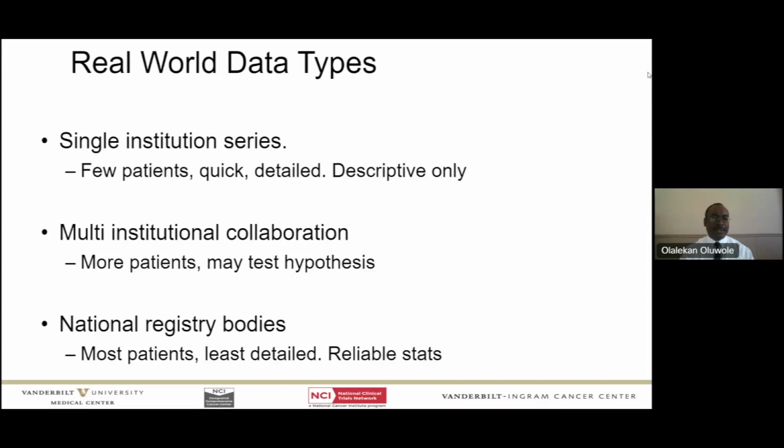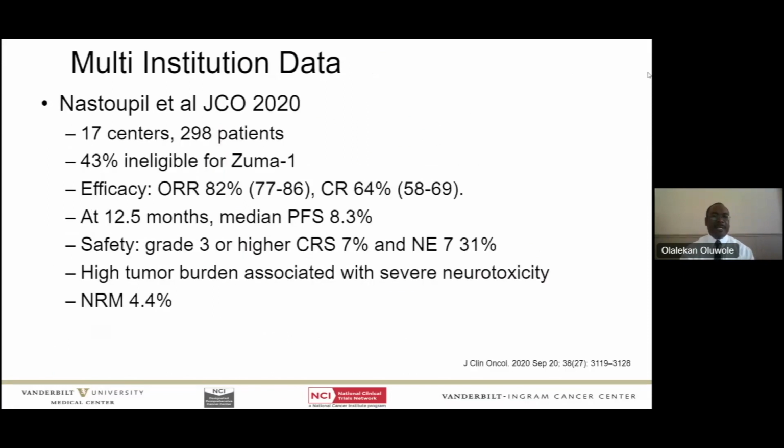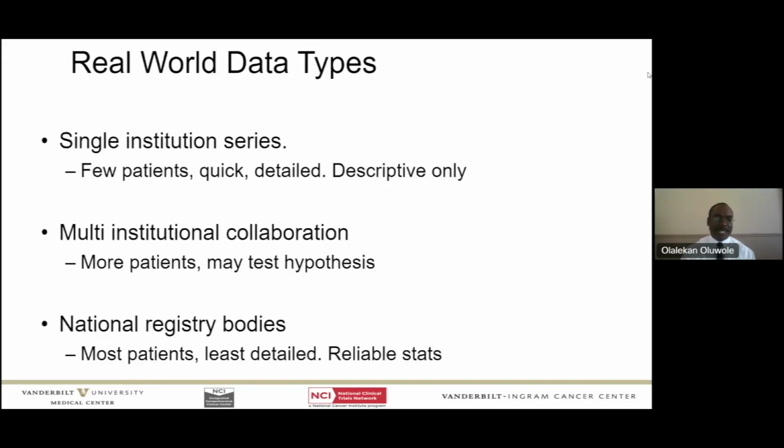How about real world data? The largest that was first published was 17 centers. Actually, let me go back to this slide for a minute. There are merits and demerits, or there are issues with real world data. I want to talk about that for a minute.